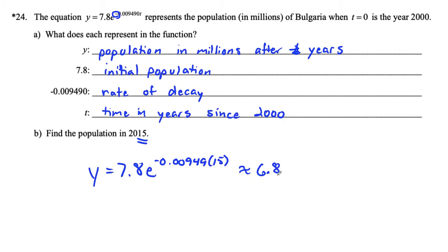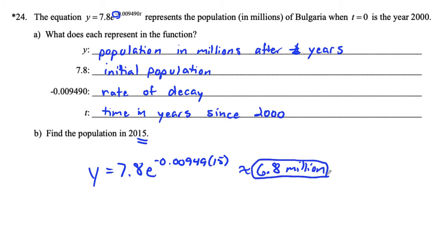Now, if you leave it as 6.8 on your test, I will take a point off because you were telling me there are 6.8 people in Bulgaria in the year 2015. I don't think that is correct because it would be 6.8 million. So get that context in there.